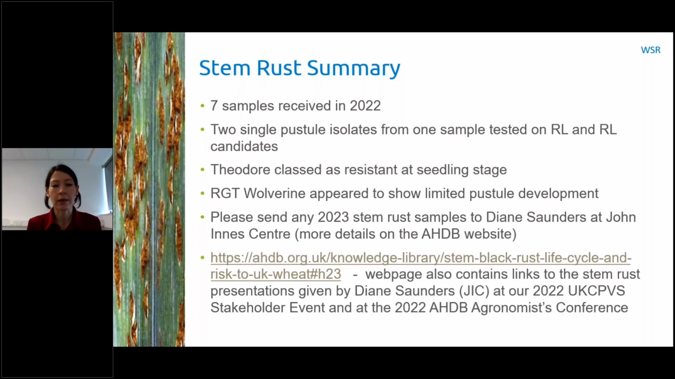I also wanted to point out the AHDB website has this really nice web page about stem rust. It has more information on the life cycle and the risk to UK wheat. And it also contains links to the stem rust presentations given by Diane Saunders at our 2022 UKCPVS stakeholder event, and the one she gave at the 2022 AHDB agronomist conference. They're really informative presentations, so if you are interested in finding out more about stem rust, please do take a look at those. So I'd now like to pass you back to Charlotte, who will continue the rest of the presentation.